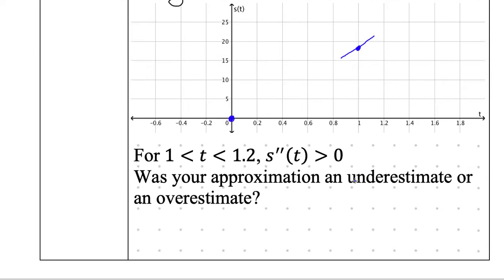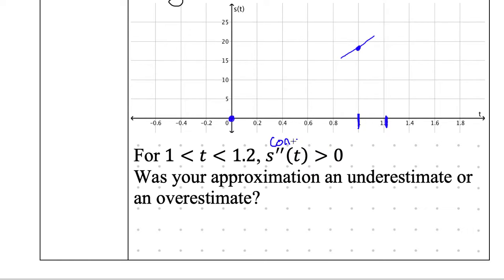Let's jump down here to the next bit of information. So it's saying when t is between 1 and 1.2, s double prime of t is greater than 0. What is that saying? What information is that giving us? Concavity. The concavity is up or down? Up. So write it down above this.